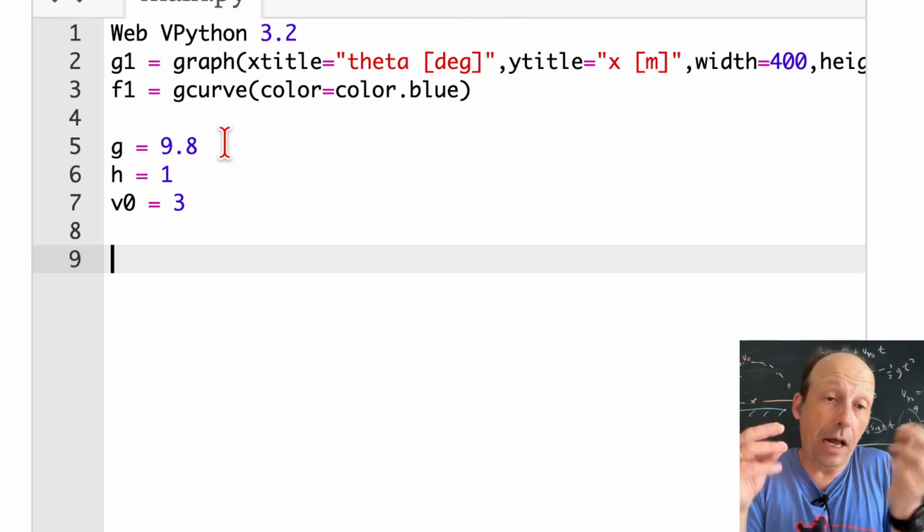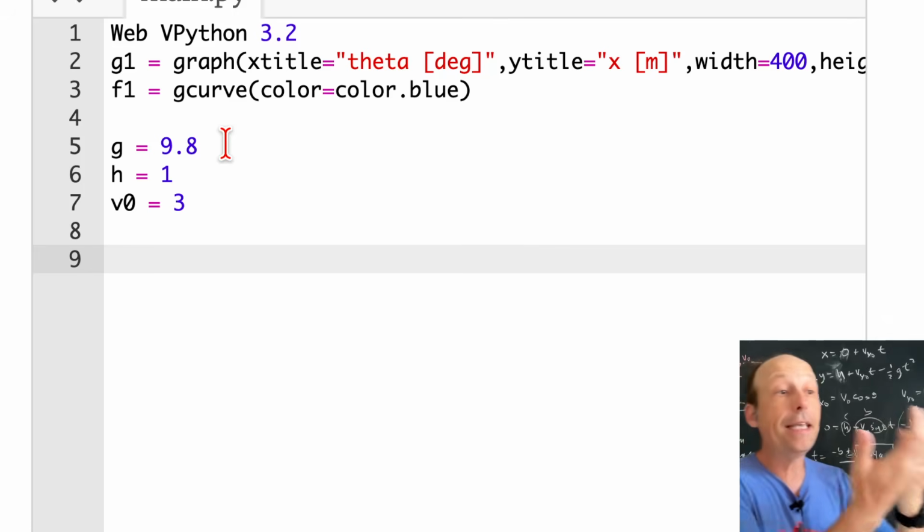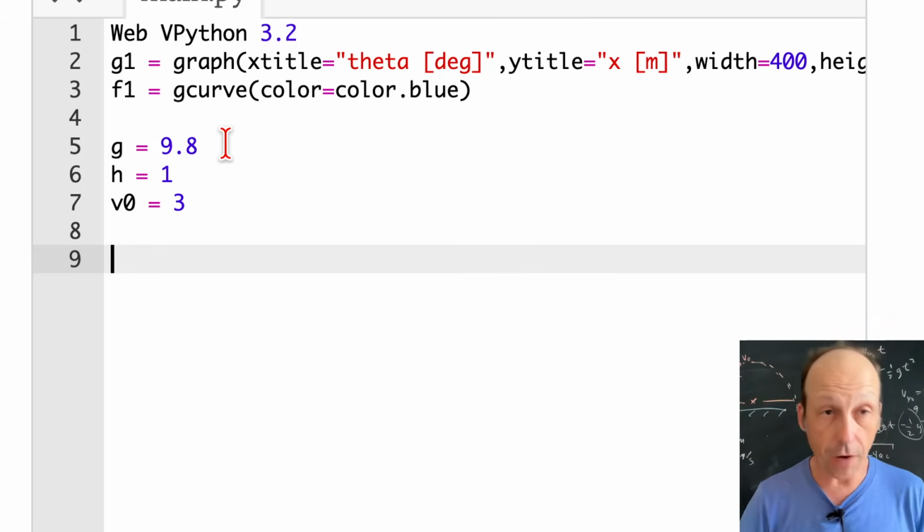Okay, so now I'm going to make a function that I give it my velocity, I give it my height, I give it my angle, and it tells me how far it went. So let's make a function in Python.